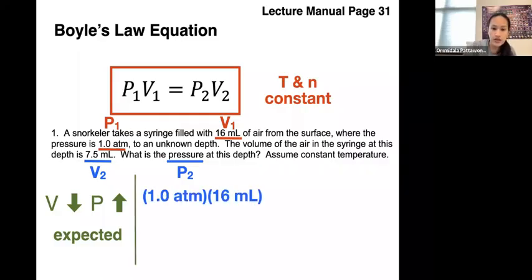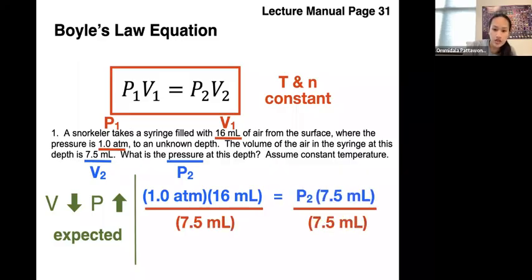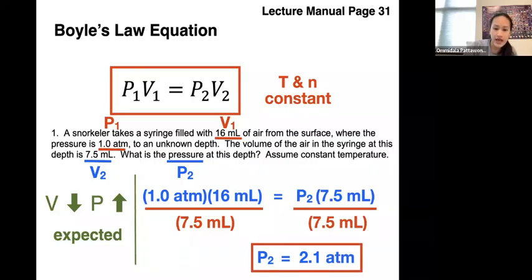So all you need to do is plug in P1 V1 equal to P2 V2. Rearrange this equation, right? So for P2, you are obtaining 2.1 atm as a final answer. And again, this problem is given in 2 sig figs, therefore your final answer would have 2 sig figs as well. Okay, so don't forget the correct unit as well.